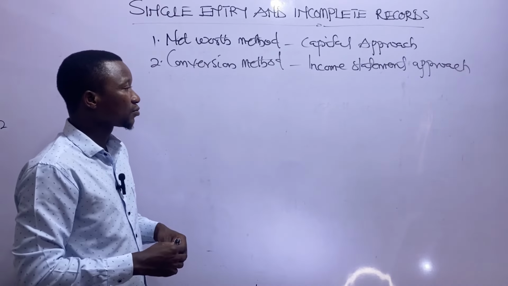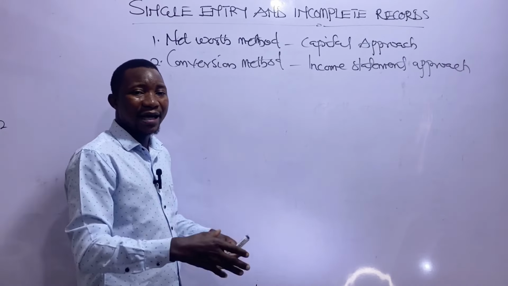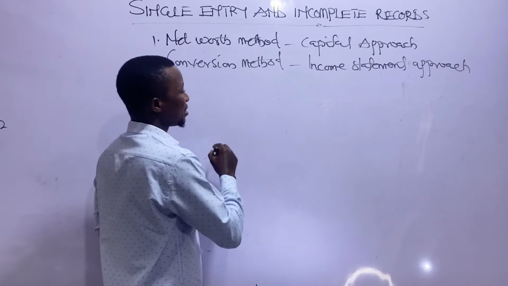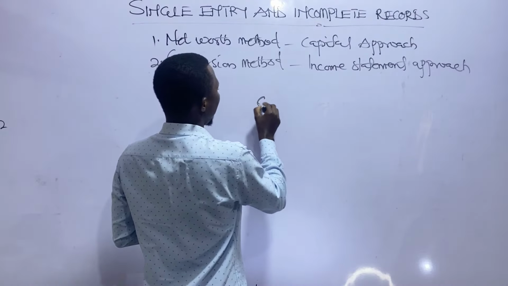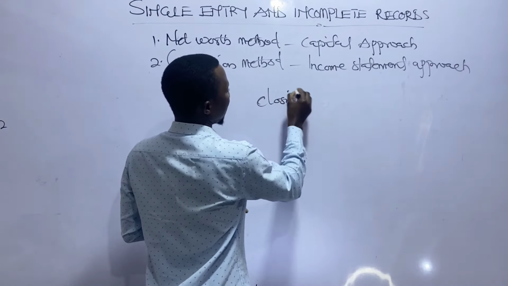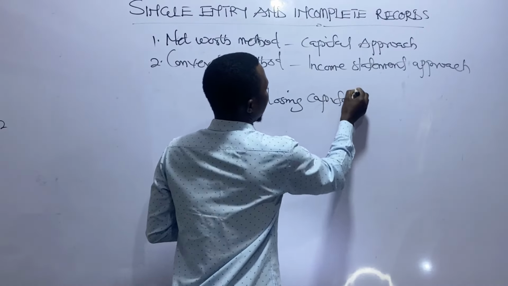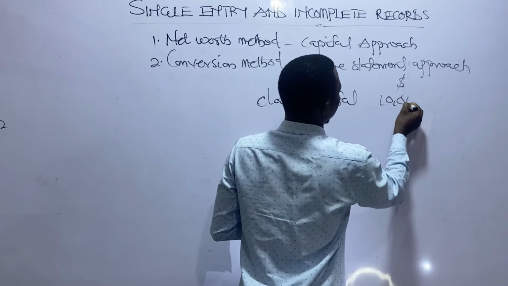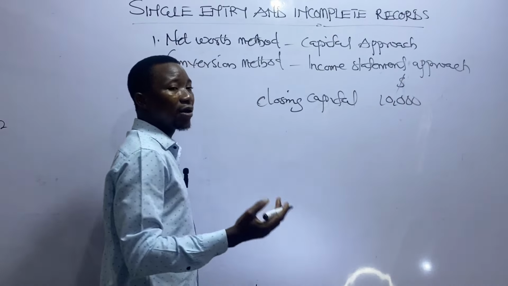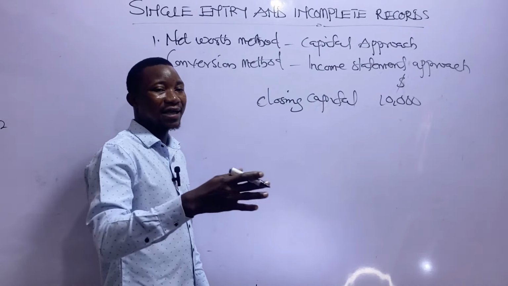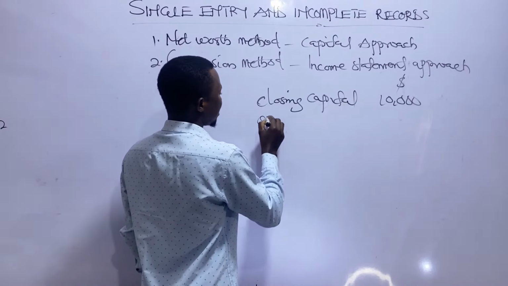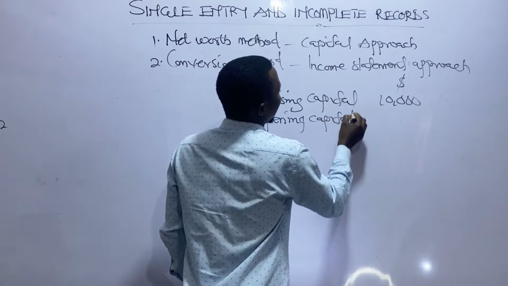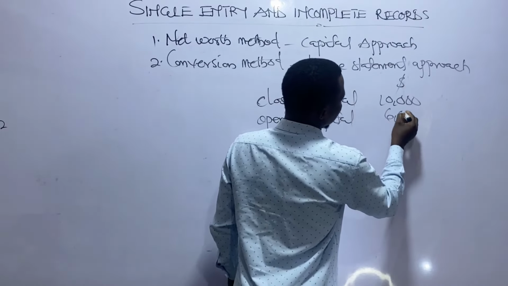So let's say at the end of the accounting period, the capital at hand, the closing capital of the business is, let's say, $10,000. Good. Then the opening capital the owner started the business with is, let's say, 6,000. So opening capital becomes 6,000.